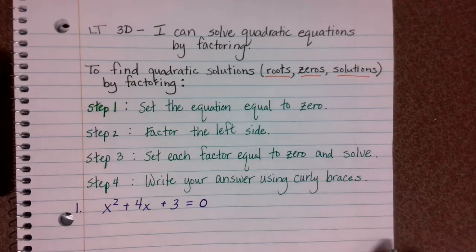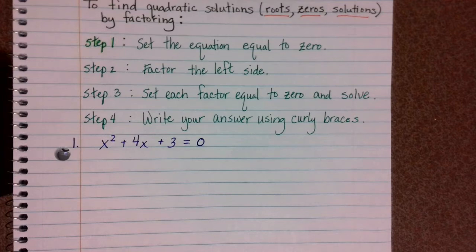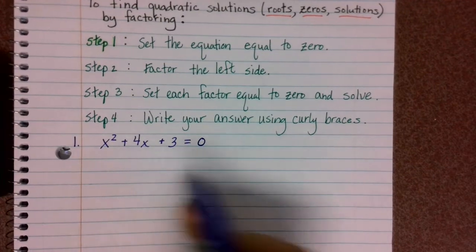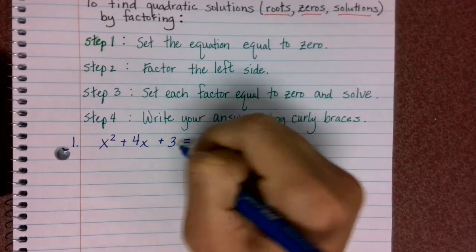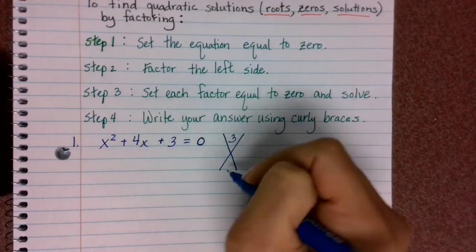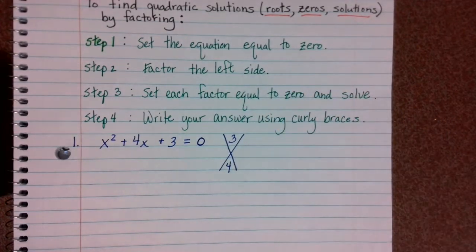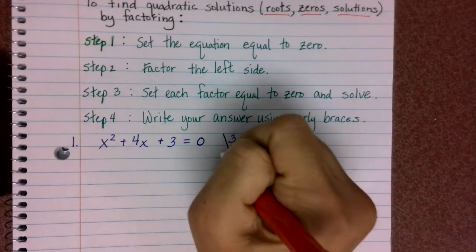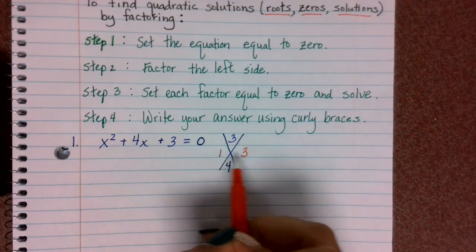So let's come down to this equation here. We've already done step 1, so now step 2, factor. So I have x squared plus 4x plus 3. Draw my little x. I'm going to put 3 in the top, put 4 in the bottom. Factors of 3, there are only 2 factors of 3. 3 is a prime number. It's just 1 times 3, right? 1 times 3 is 3, 1 plus 3 is 4.